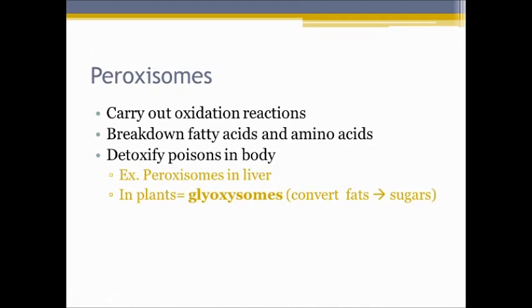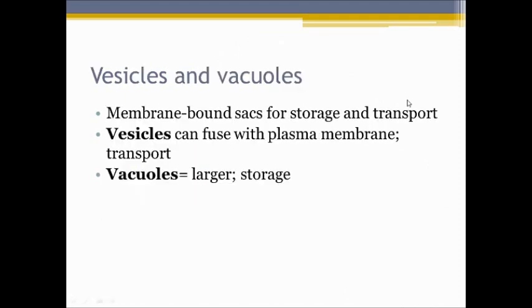So the liver has a lot of peroxisomes because it does a lot of the detox in your body. Plants have a similar structure, but they're called glyoxysomes, and they convert fats to sugars. They have a completely different function, but they are similar in structure.